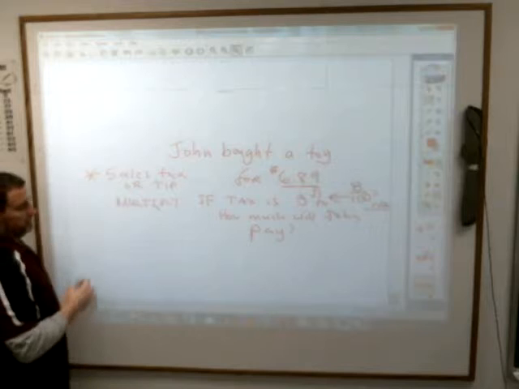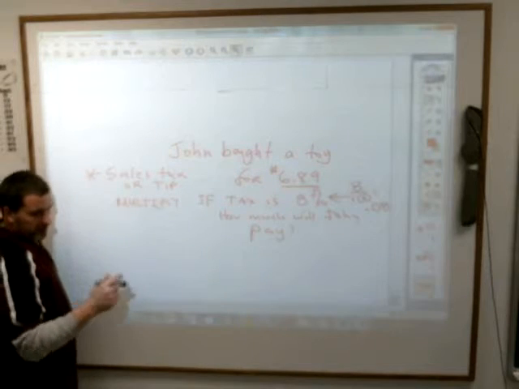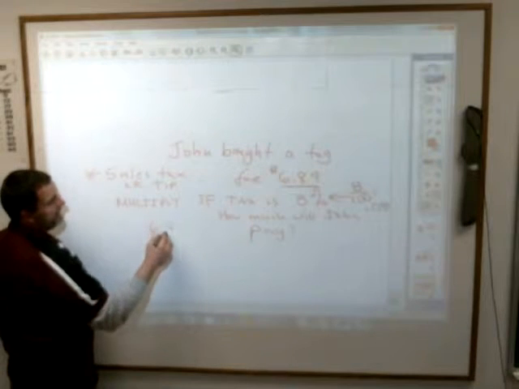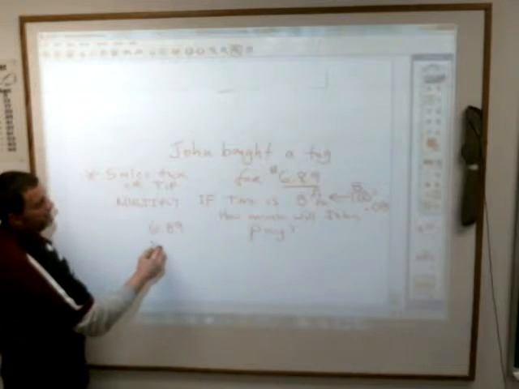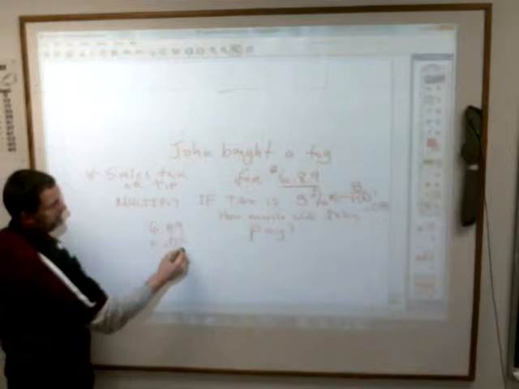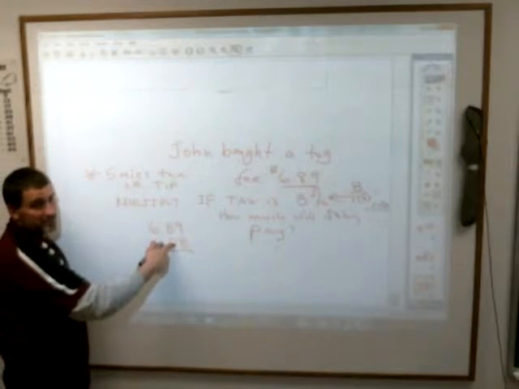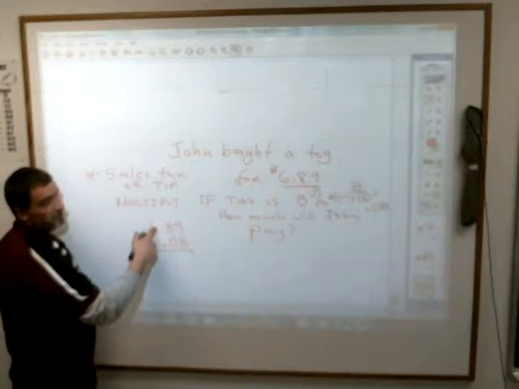And watch what I get. Here is where things get really ugly. I am multiplying $6.89 by 0.08. $6.89 times 8%, that's what this is. And here's where it gets a little goofy.